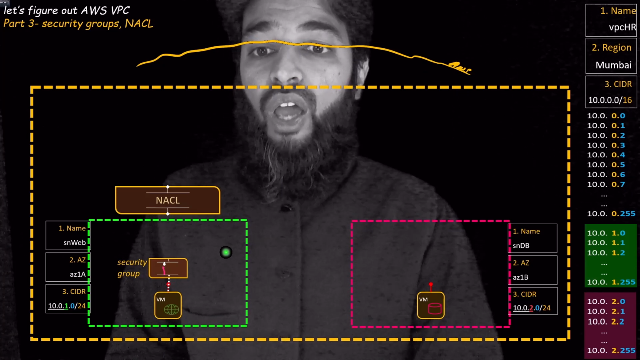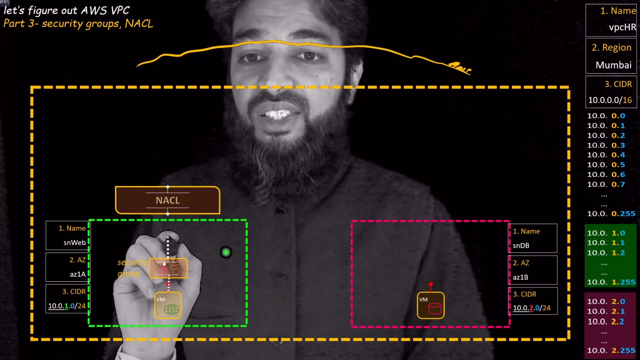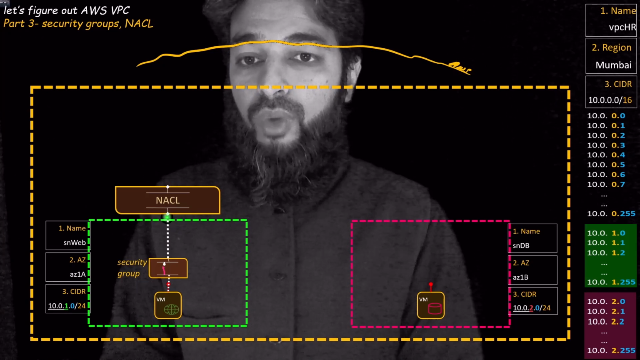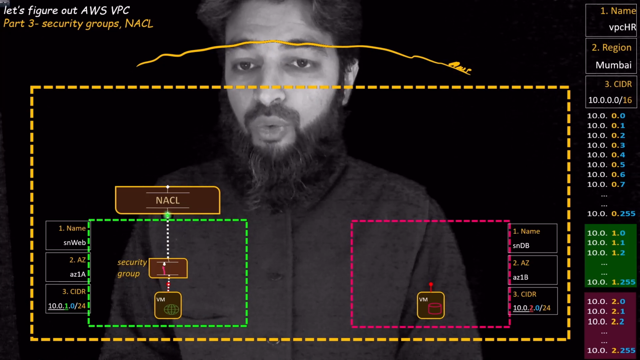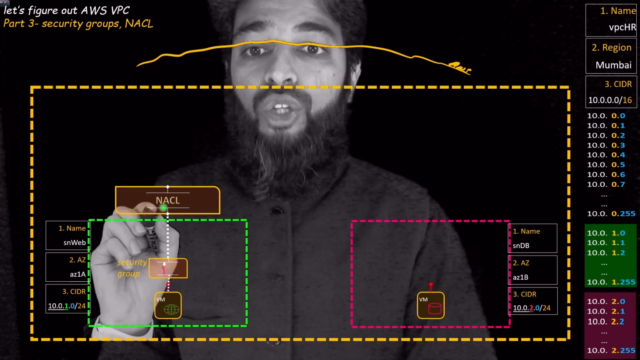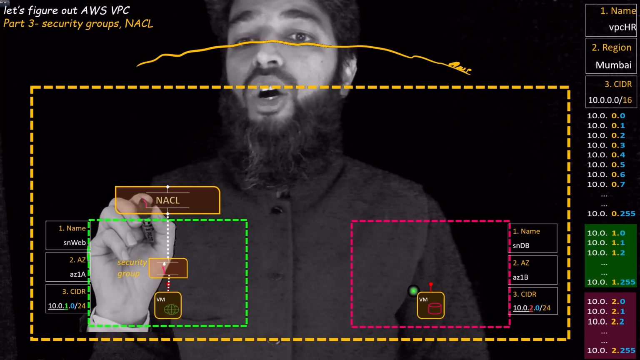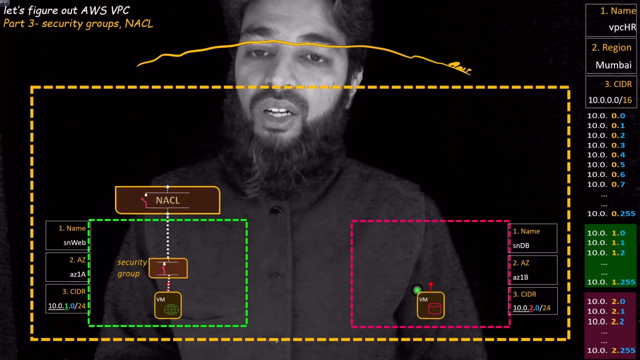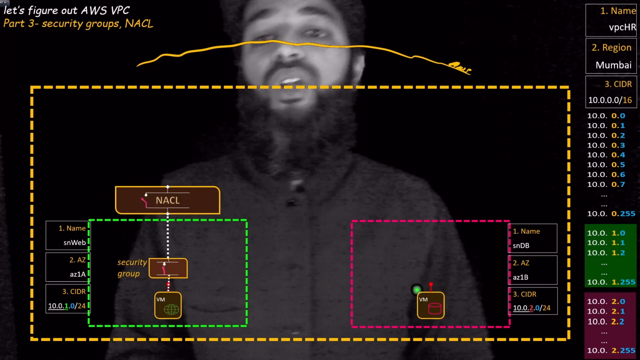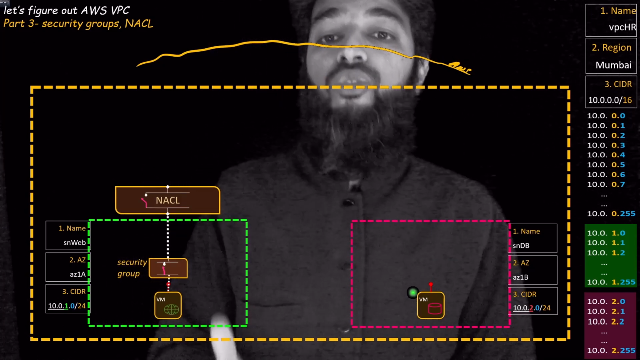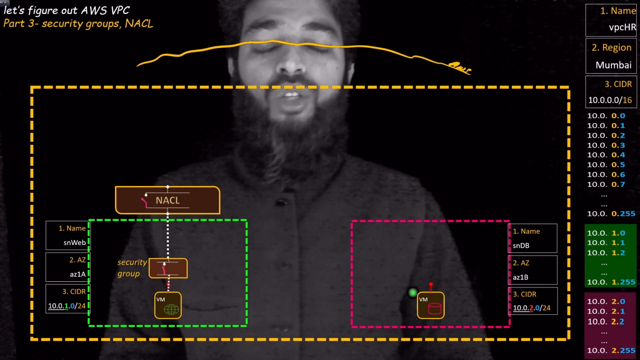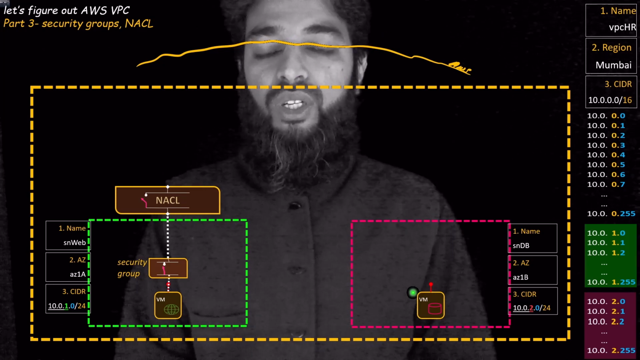So if you want to send your SQL traffic, your request will reach the network ACL. You now need to create a rule in the network ACL, an outbound rule that will allow SQL traffic to flow through the network ACL. So again, this should not be difficult to understand.